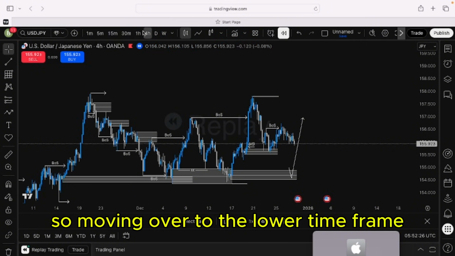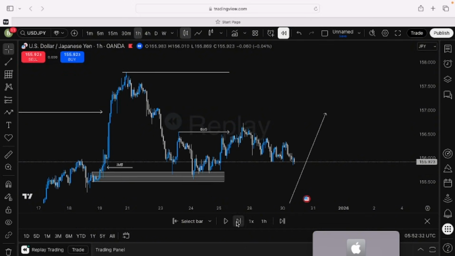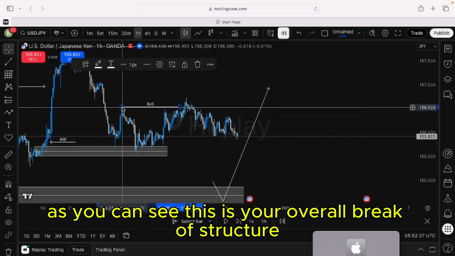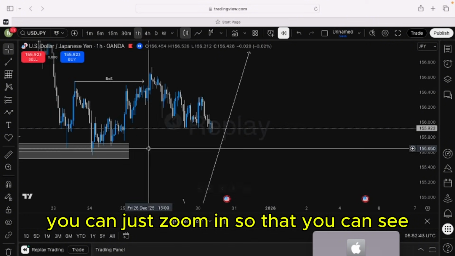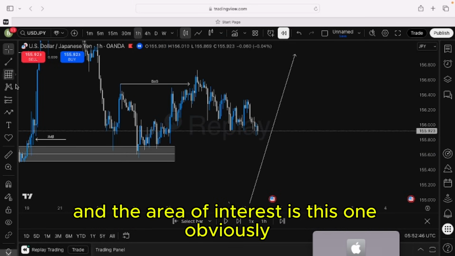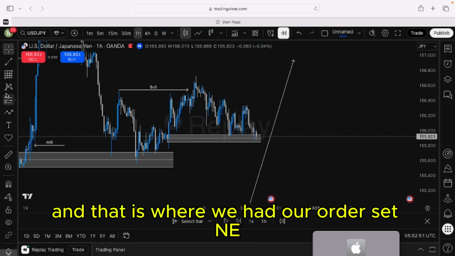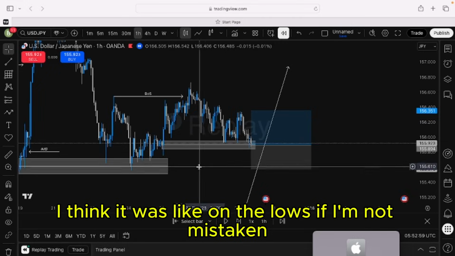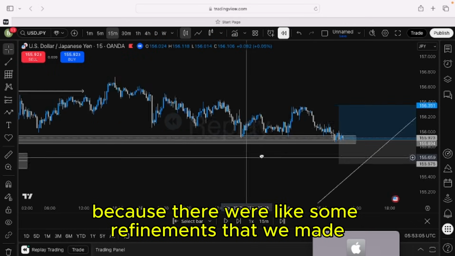So moving over to the lower time frame, that is where we took our position. So move over to the lower time frame. Then on the lower time frame, as you can see, this is your overall break of structure just around there. And if you look closely, you can just zoom in so that you can see what's happening within this point. The area of interest is this one, obviously, as you can see right there. And that is where we had our order set. We set our order just around here, and our stop loss, I think it was on the lows, if I'm not mistaken.